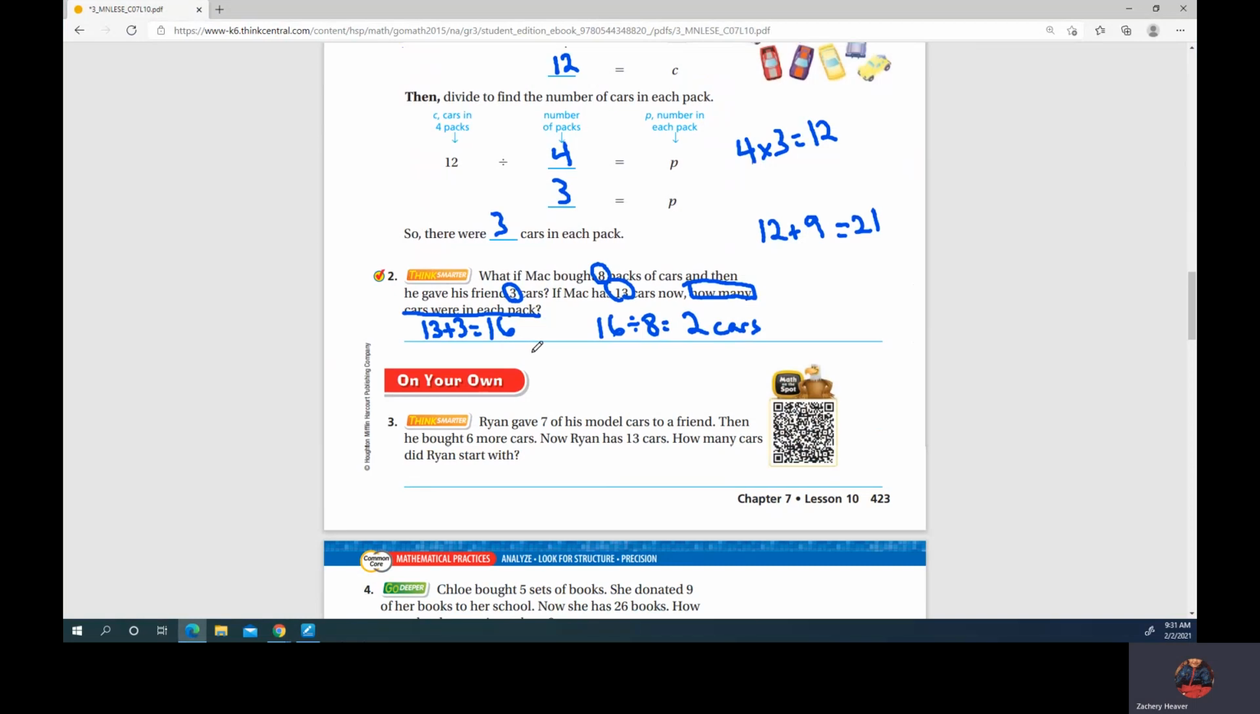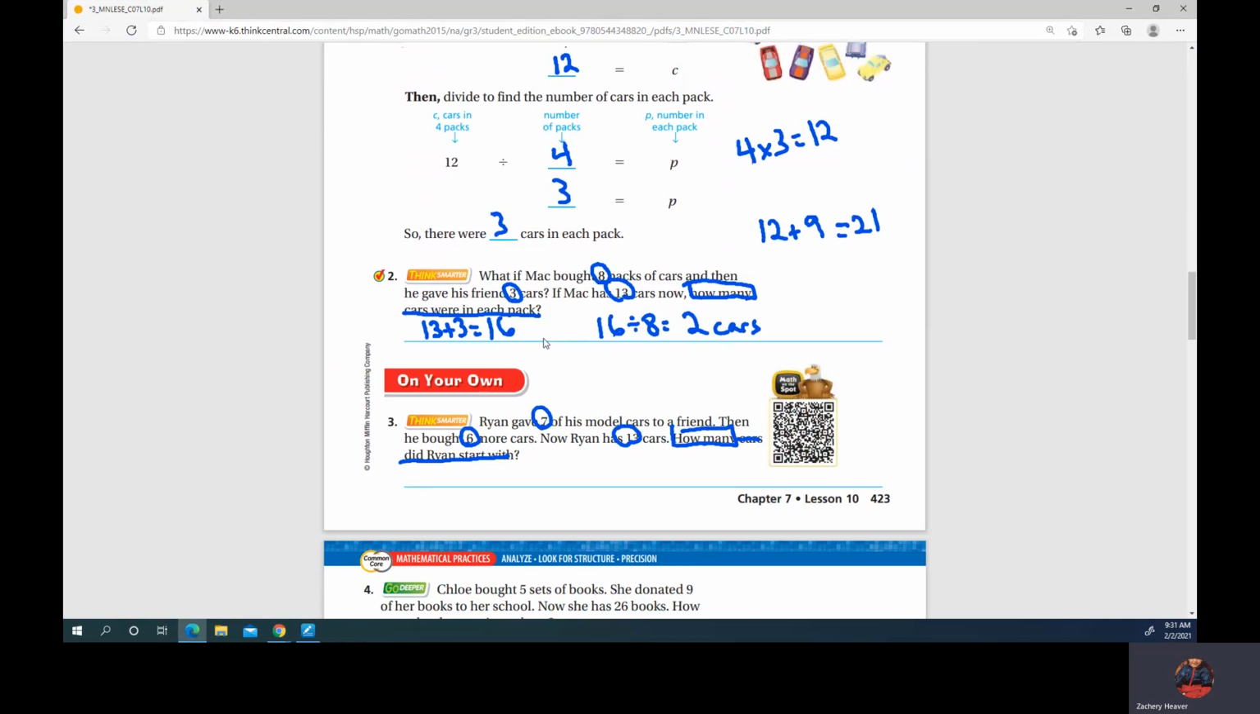Think Smarter says, Ryan gave 7 of his car models to a friend. Then he bought 6 more cars. Ryan has 13 cars. How many cars did he start with? And this is the biggest thing. We have to figure out how many he started with. So he gave 7 to his friend. Okay. So if he's given something, he had it before. So we're going to have to add that. Then he bought 6. So he now has 13 cars. How many cars did Ryan start with?